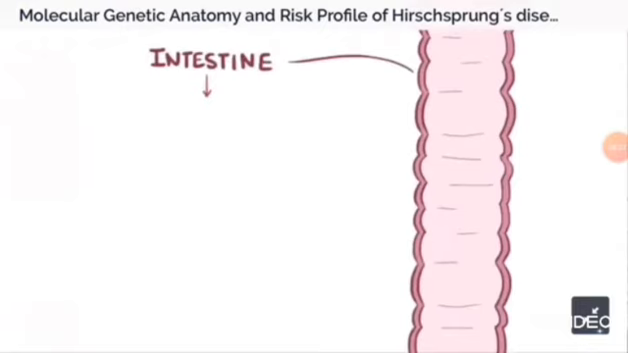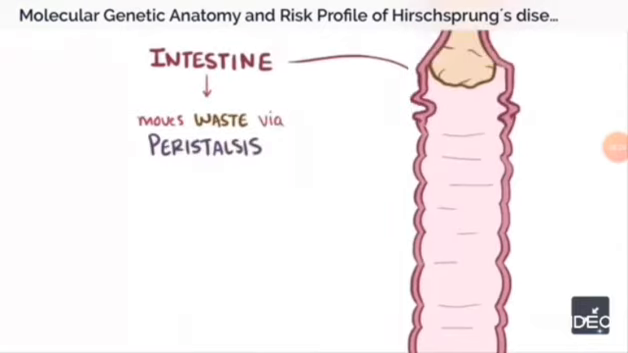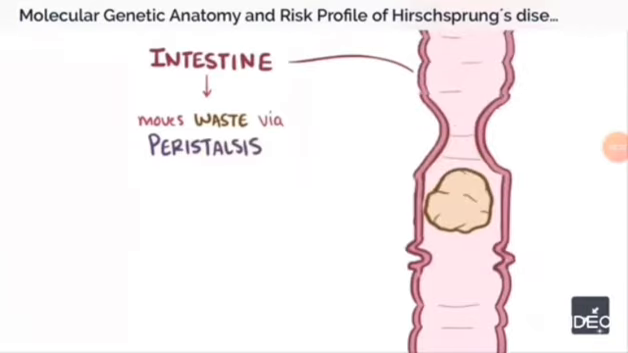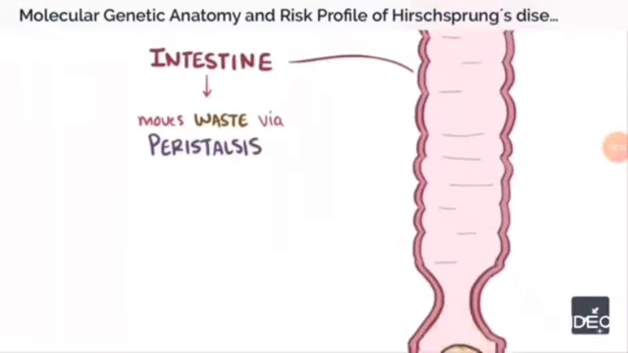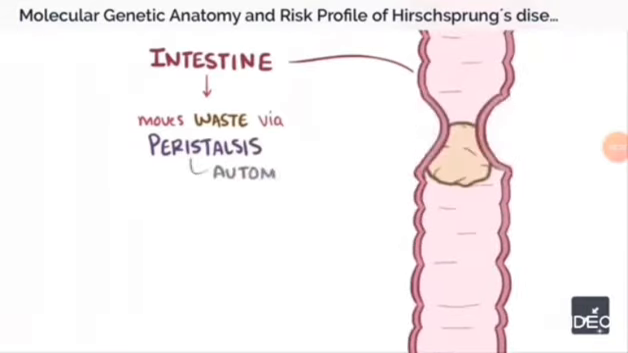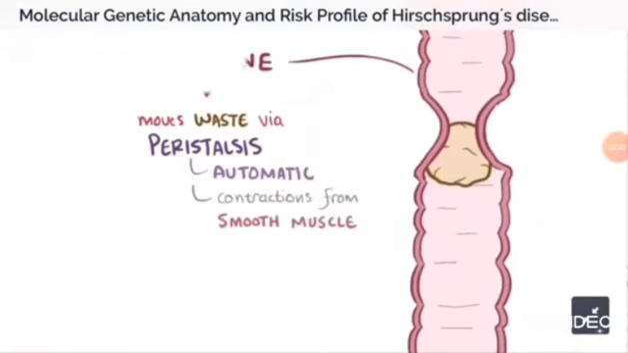Alright, so the intestines move waste through the bowels via peristalsis, which is a series of coordinated wave-like muscle contractions that help move feces in one direction. And this is essentially automatic, happening without you even having to think about it. The type of muscle that causes these contractions is smooth muscle, as opposed to skeletal muscle or cardiac muscle.